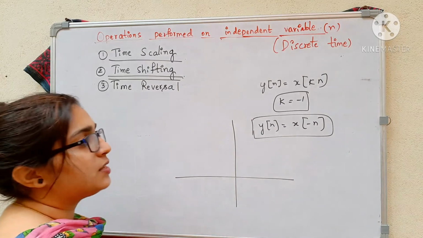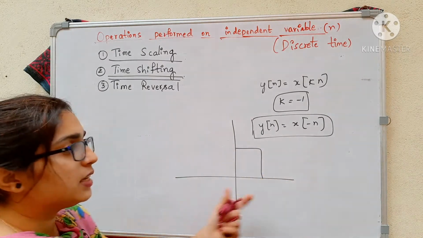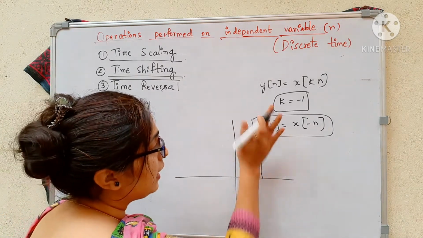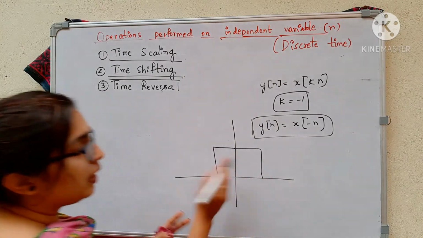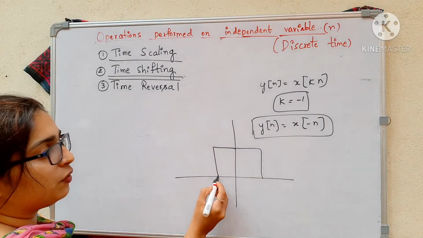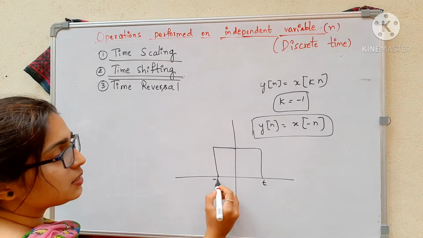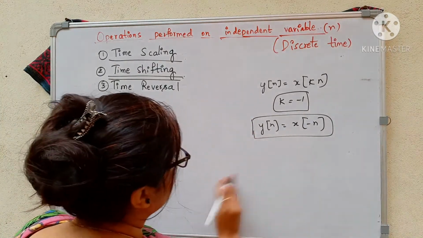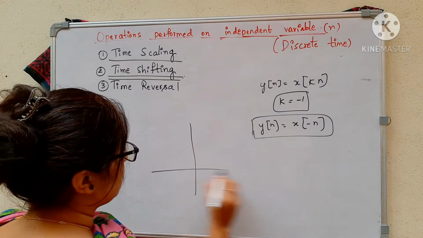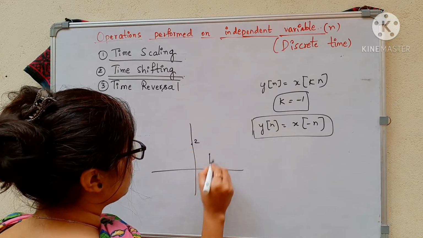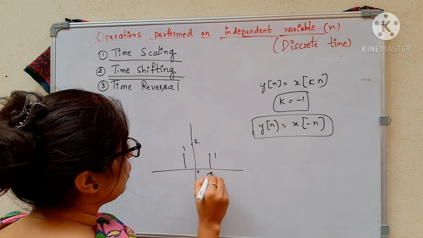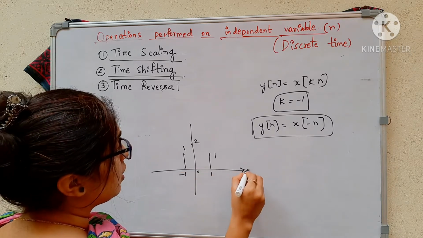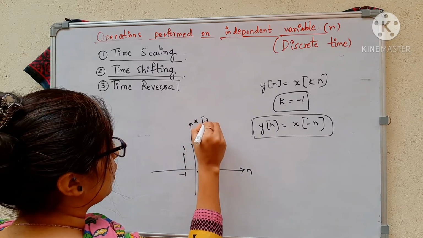In continuous time signals, I had said if I have a signal like this, what happens? It is a mirror image. It is a reflection. If it is t, this is minus t. Likewise, in discrete time signals also, I will consider this as 2, this as 1, this as 1. So 0, 1 and minus 1. This is n and this is x of n.